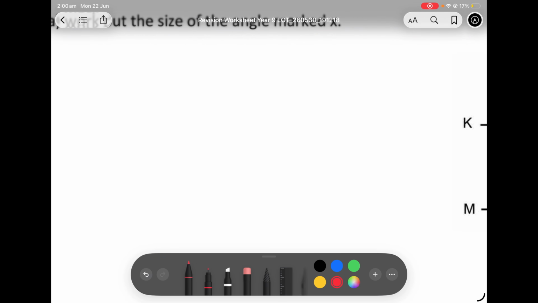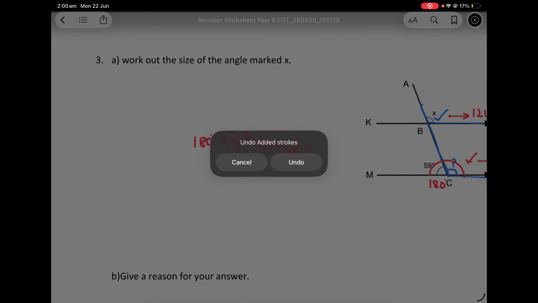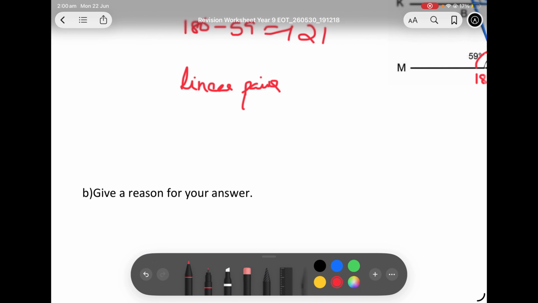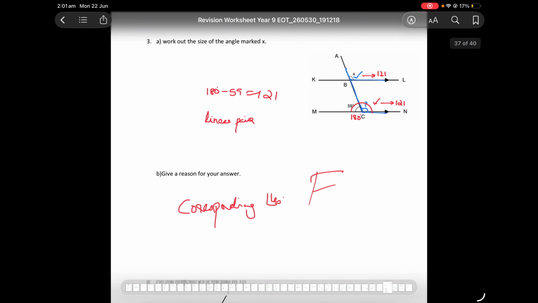You're going to write it down. 180 minus 59 is equal to 121. And how do you write the reason? What is the reason that you're going to write over here? They are linear pair angles, and the reason is, after the linear pair, this became the corresponding angles is what you get here. The F angle is called the corresponding angle.